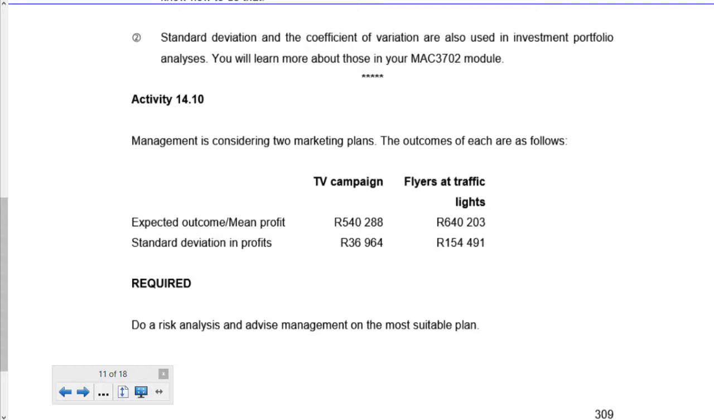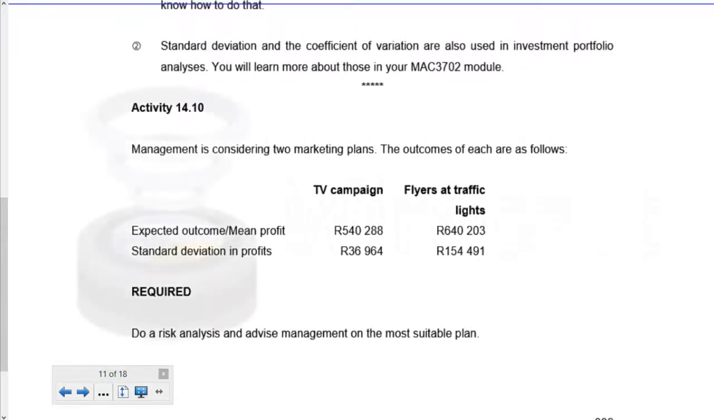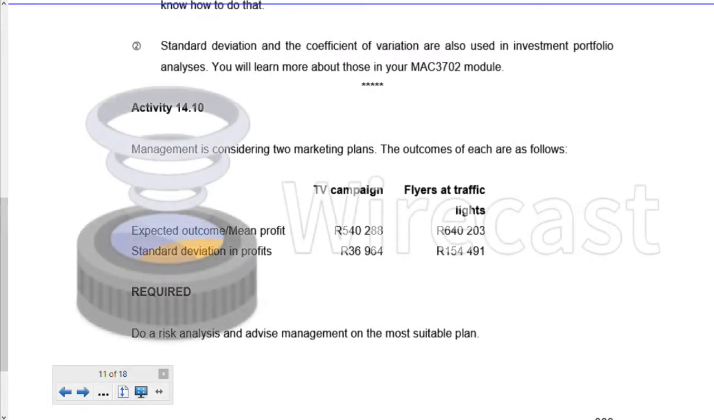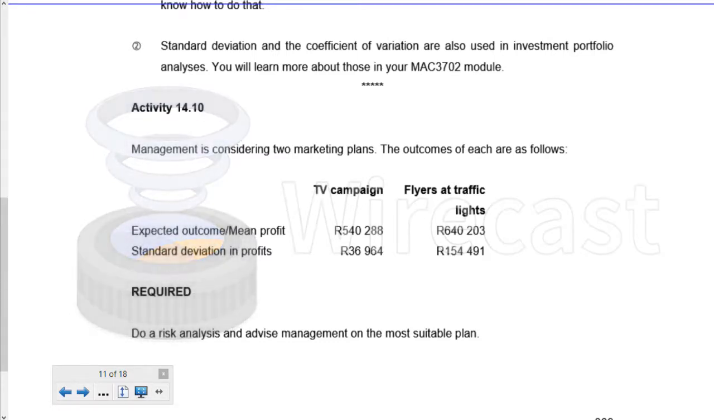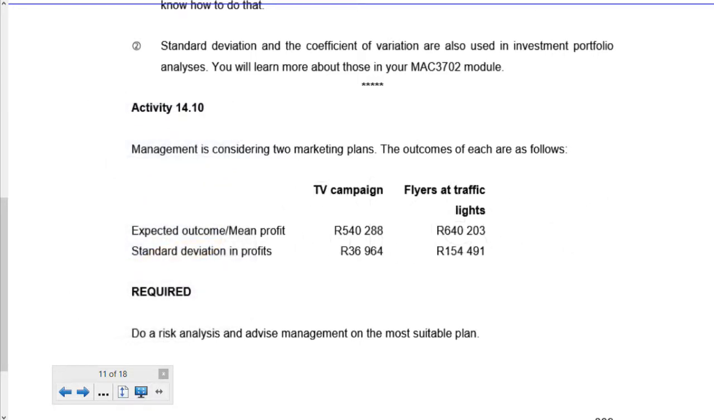But that's what you expect the profit to be if there's a TV campaign. And the standard deviation is only 36. It's small. What it means is that your TV campaign will be successful, it looks like. It will be successful whether it is very successful or only a little bit successful. What this is telling me is that I expect the profit from the TV campaign to be 540,000, and the most that it can vary by is about 37,000. So it can be 37 more or 37 less.